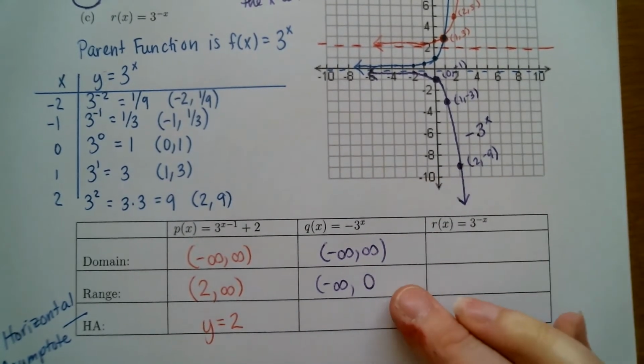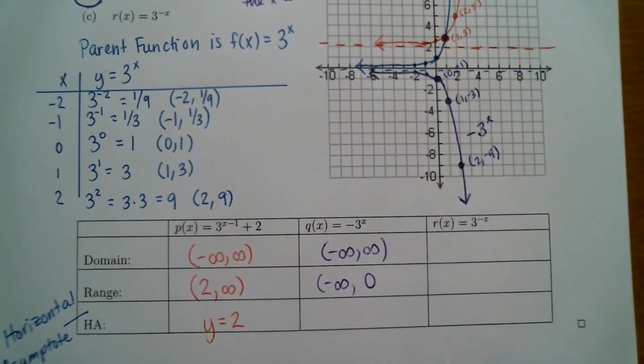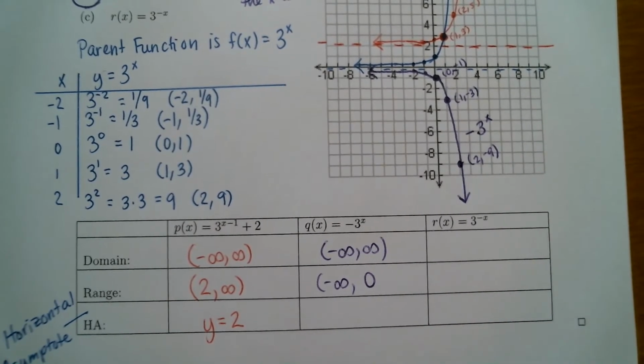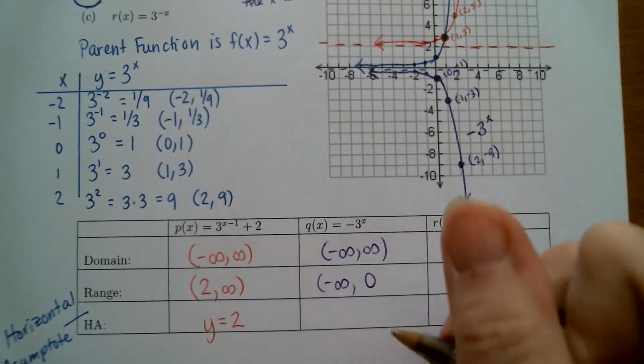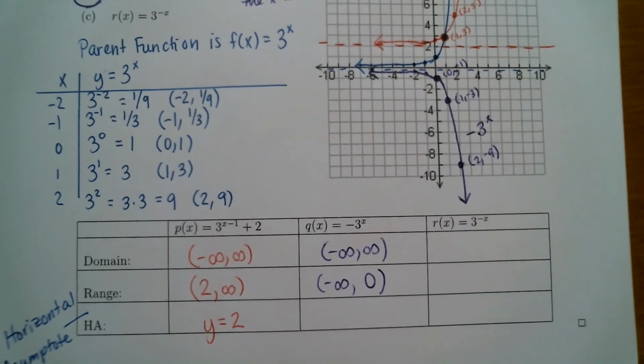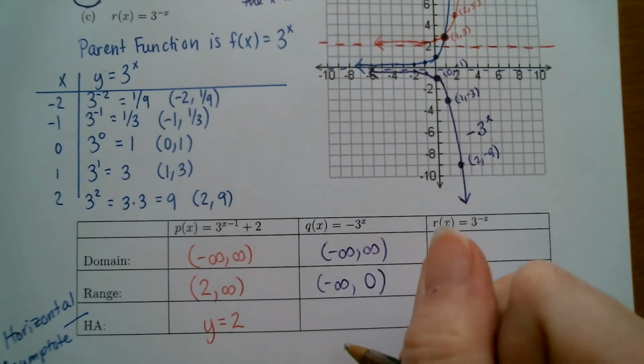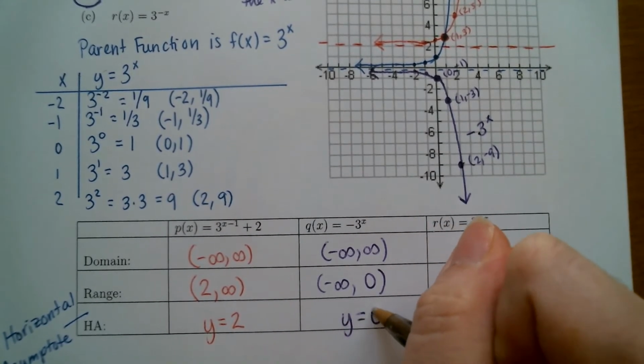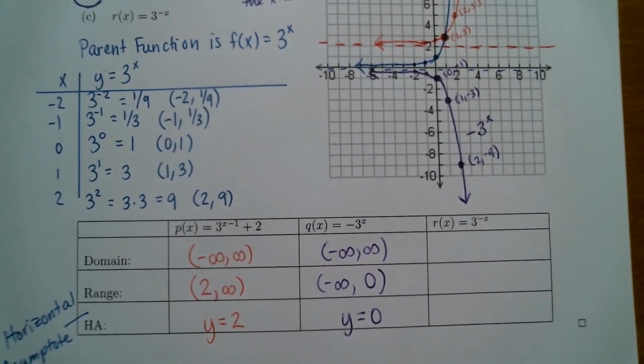So we're going to say that the highest y value is going to be 0, which is at the x-axis. We never reach it, so we're just going to put a parenthesis there. So that's the range for this one. And we know that for this particular graph, the horizontal asymptote is the x-axis, and so that is going to be the equation y equals 0. Every point on the x-axis has a y coordinate of 0. So that's how you do part B.